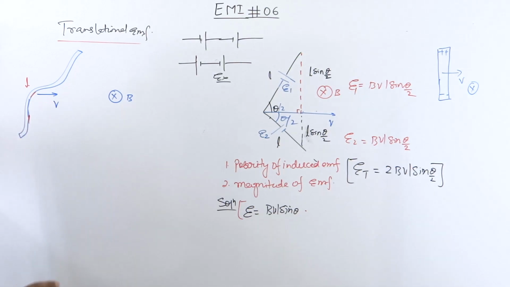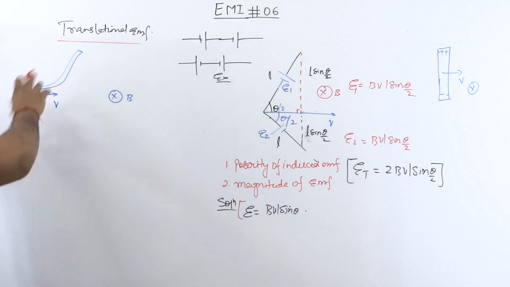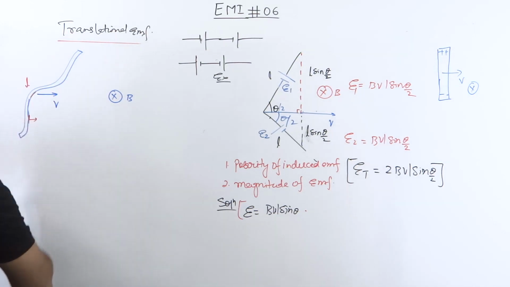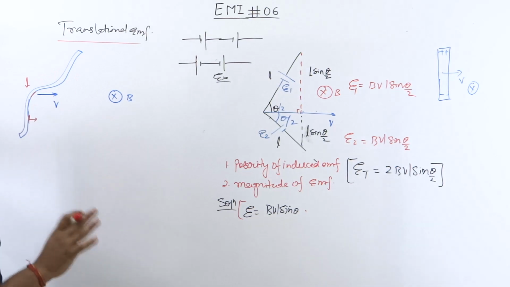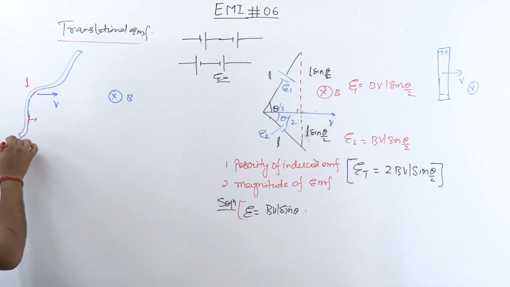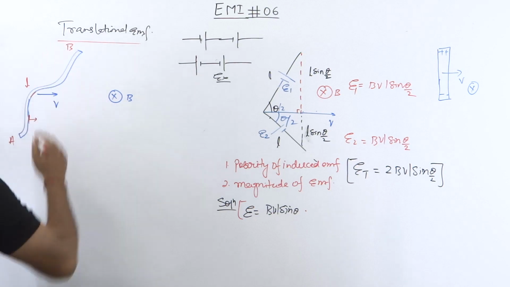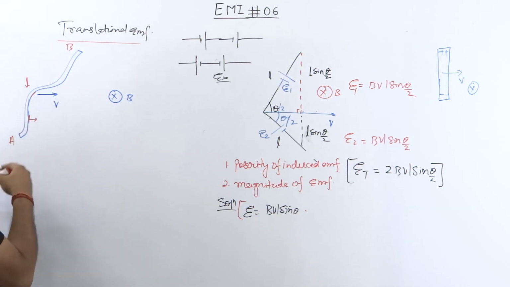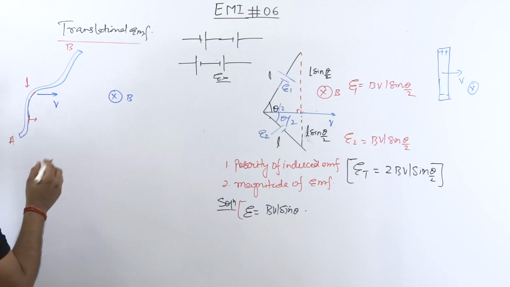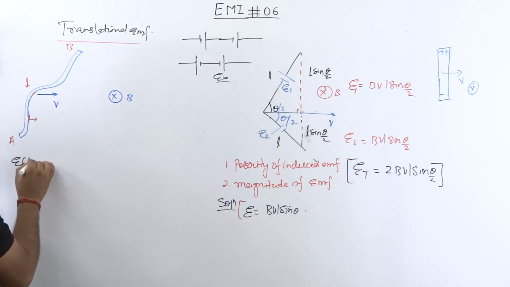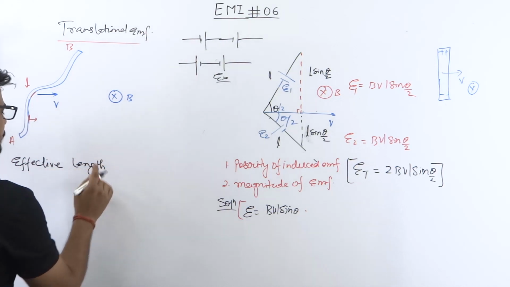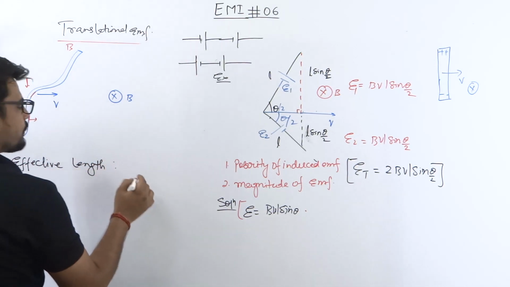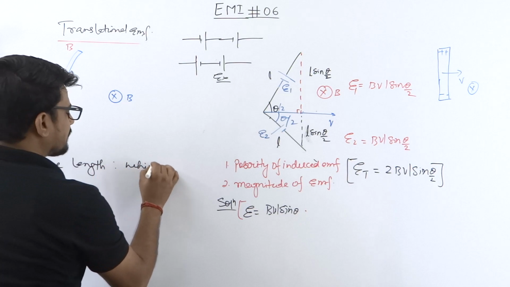No. So not the entire length, only some part is perpendicular to the velocity, of course. Some part of the length would be perpendicular, but not the entire part. In those situations, let's suppose this is end A, this is end B, we have to talk about the effective length, the effective length which is perpendicular to velocity.